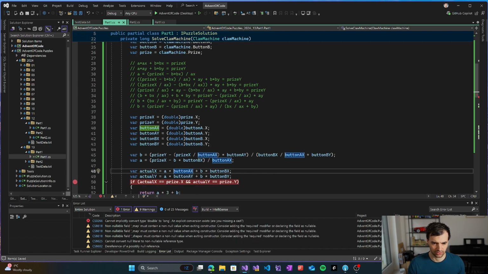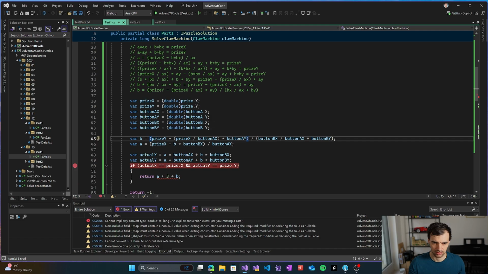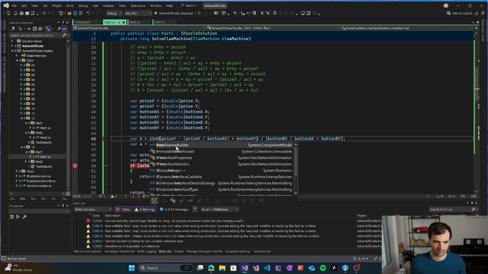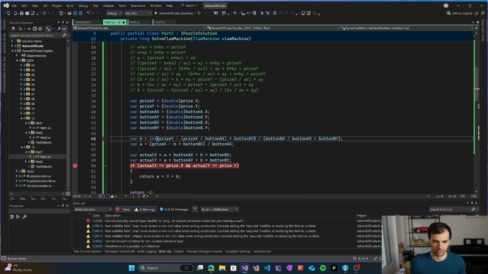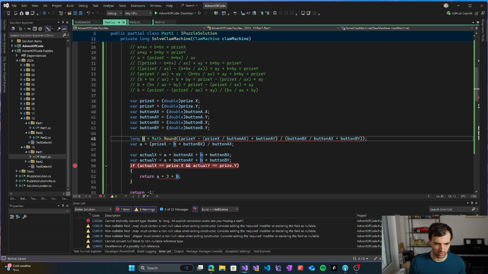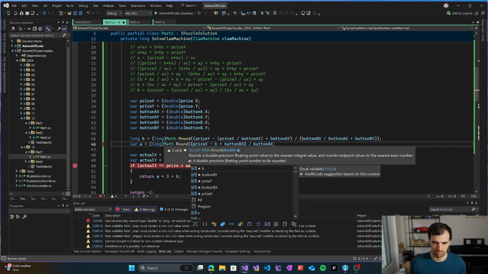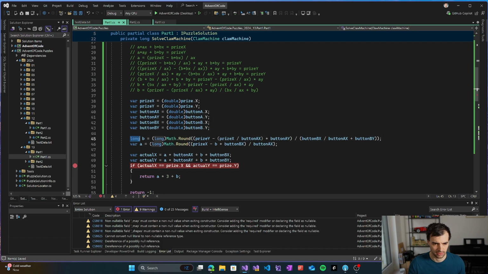So X. So actually what we get is B and A as well, we can do math round that number. It's going to be a long, so I will do long here, and actually it's going to be a small number because they said max of 100 presses, but let's see, long.